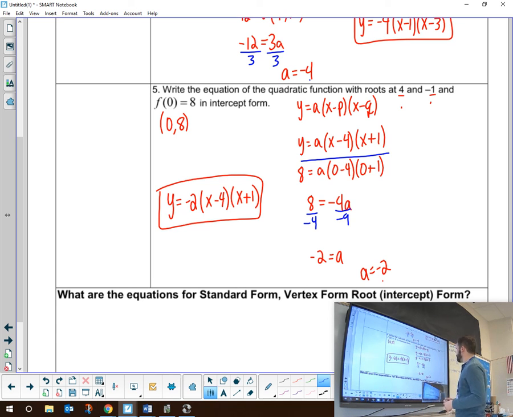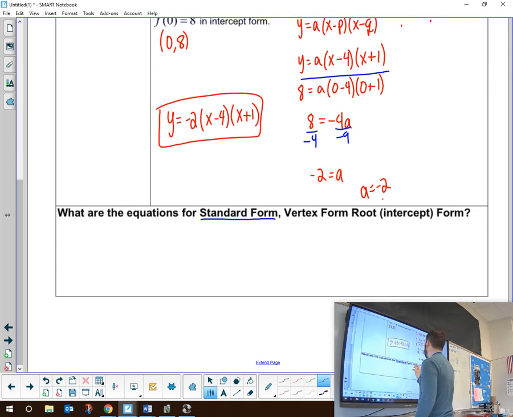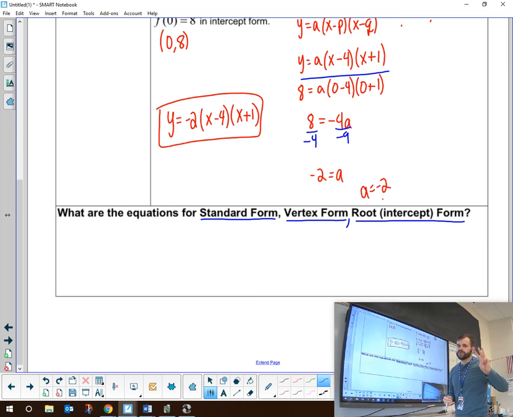All right, guys, so there's the three main forms, right? Standard form, vertex form, and root form. Those three forms, they're all on this paper. Go ahead and write them out and make sure you know them whenever you're asked for each particular one.